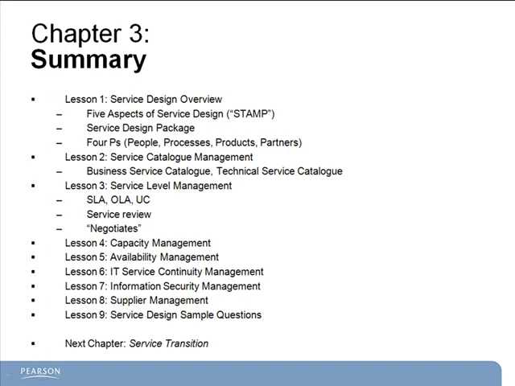The process of information security management also described the information security framework called the ISMS, or the Information Security Management System. Lesson 8 was our short chapter on supplier management, where we learned that supplier management ensures that we're getting good value from our suppliers and that they're adhering to our supplier policy. Supplier data is stored in the SCD, or the Supplier and Contract Database. Our next chapter, Chapter 4, outlines the 3rd book, or the 3rd phase of the service life cycle, called Service Transition. See you there.